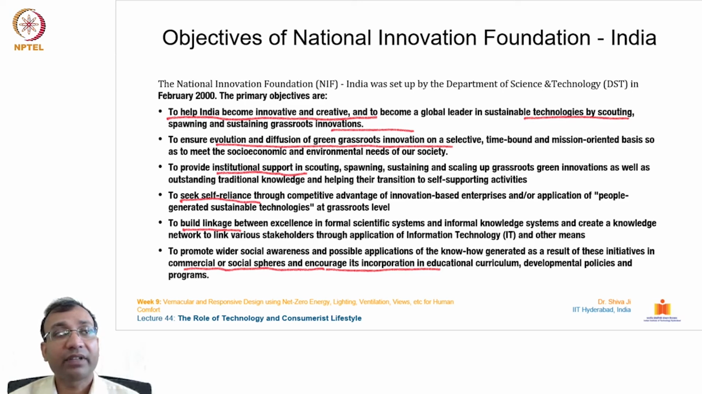The primary objectives of NIF are to help India become innovative and creative, and to become a global leader in sustainable technologies by scouting, spawning, and sustaining grassroots innovations, to ensure evolution and diffusion of green grassroots innovations on a selective, time-bound, and mission-oriented basis, so as to meet socio-economic and environmental needs of the society, to provide institutional support for such activities, to seek self-reliance, to build linkage between the grassroots innovators and the industry and other organizations, and to provide wider social awareness and information.